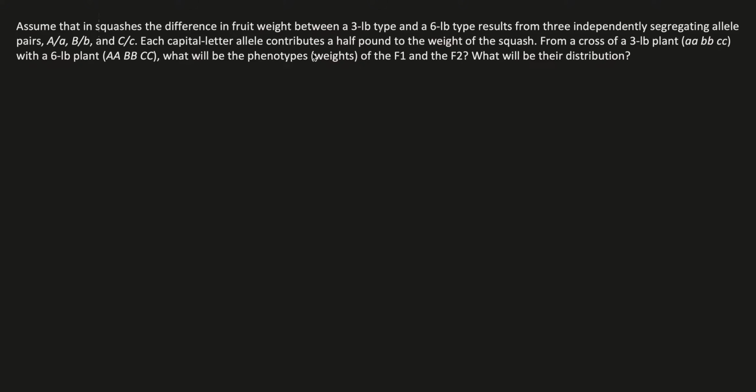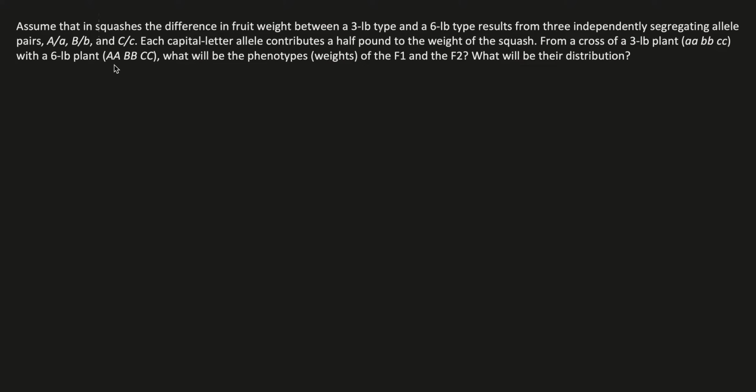Now each capital letter contributes half a pound to the weight in the squash. That's how additive genes work. Now, from a cross between a 3-pound plant, which is all recessive homozygous, and a 6-pound plant, which is all homozygous dominant, what will be the phenotypes, weights of the F1 and F2, and what will be their distribution?